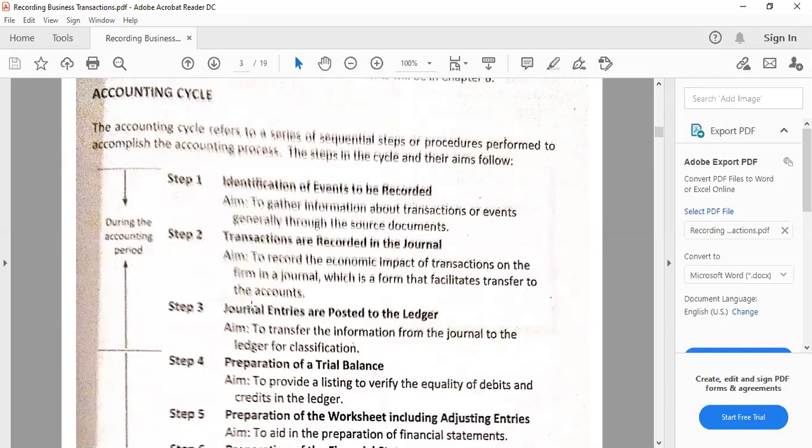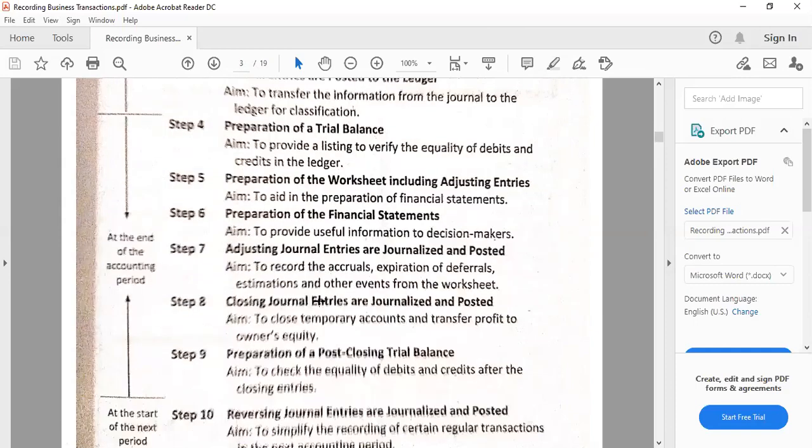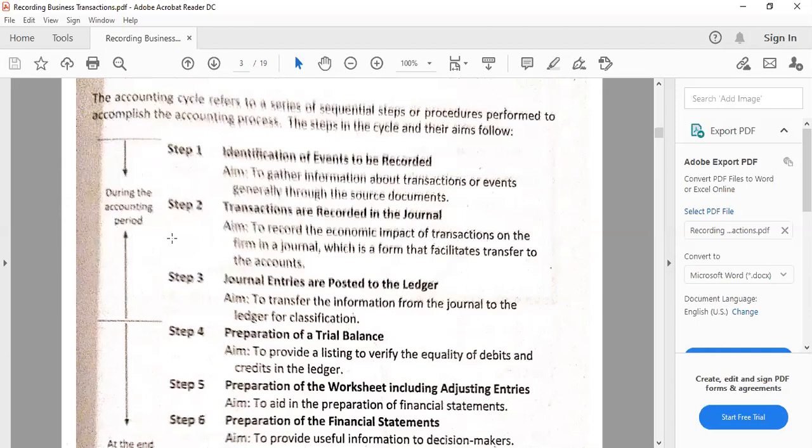Next, accounting cycle. The accounting cycle will be showing to us the series, or let's just say the sequence of steps or procedures performed to accomplish the accounting process. And here are the steps in the accounting process. Steps 1 and 3, as well as 4, are to be discussed here in this chapter. But for the purpose of recording, we can just deal with steps 1 and 2, wherein we identify the events to be recorded and transactions are recorded in the general journal.